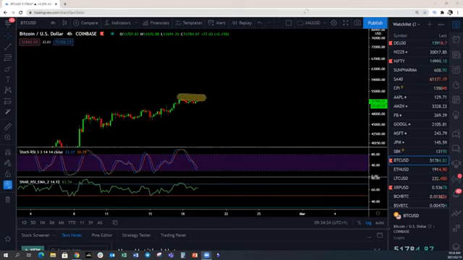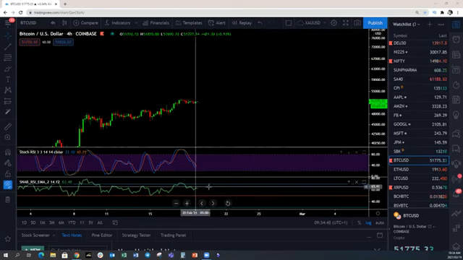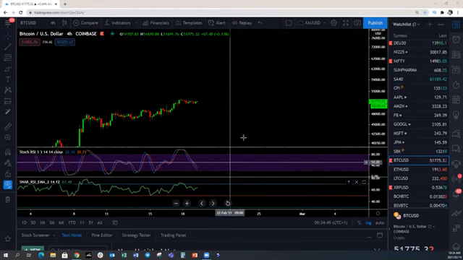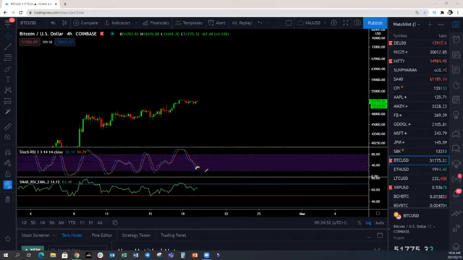Another leg higher. This is another leg higher, another leg to the upside. That's the expectation on Bitcoin. You can see the setup here. RSI well above 50. Where's the stock? The stock is at the bottom here. We're looking for this to continue higher.